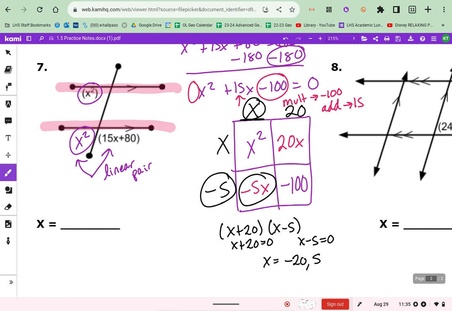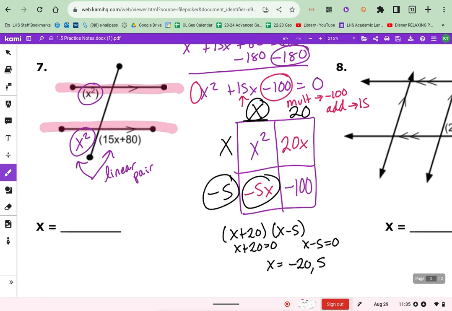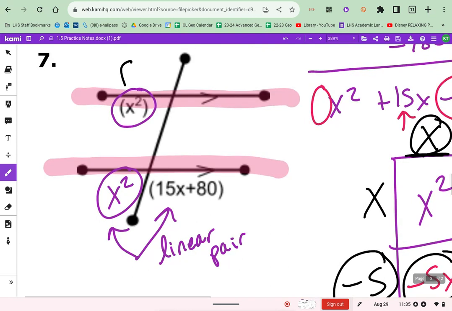Okay, so if we take x equals negative 20 and plug in negative 20 into x squared, what's negative 20 squared? 400. Positive 400. Can that angle be 400 degrees? No. No, that doesn't make sense. Therefore, negative 20 is not a good solution.